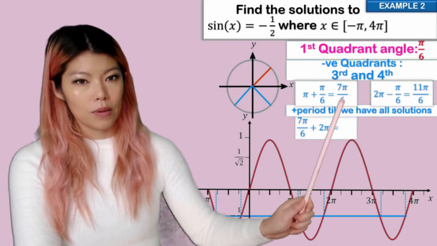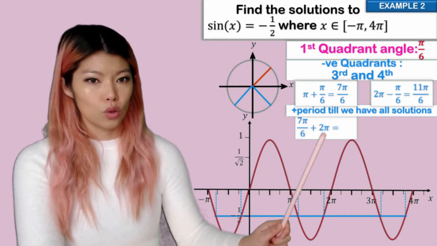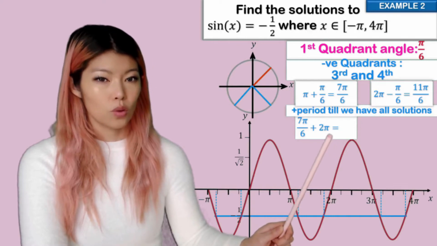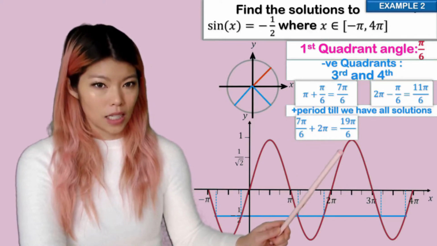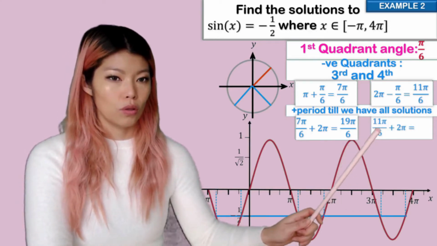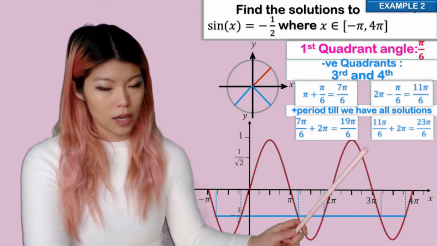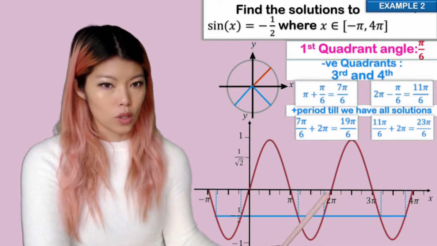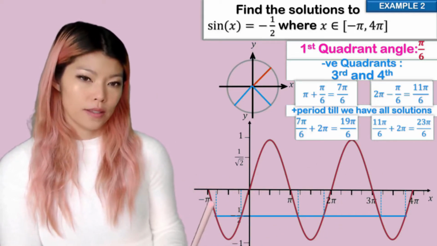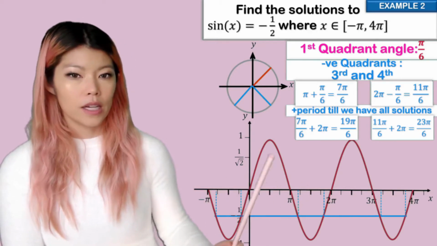So plus the period, 7 over 6 plus 2 pi is 7 over 6 plus 12 over 6. So 12 plus 7 is 19 over 6 pi. 11 pi over 6 plus 2, or 11 plus 12, is 23 pi on 6. So we've got 1, 2, 3, 4. So we can clearly see that there's another two solutions. How do we get from here to here?